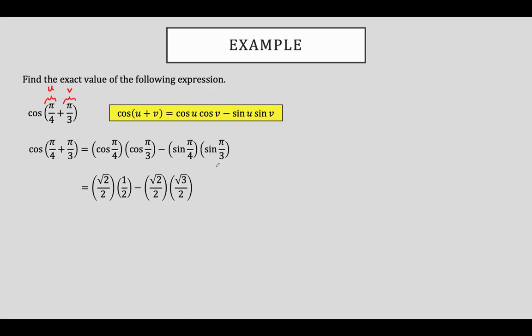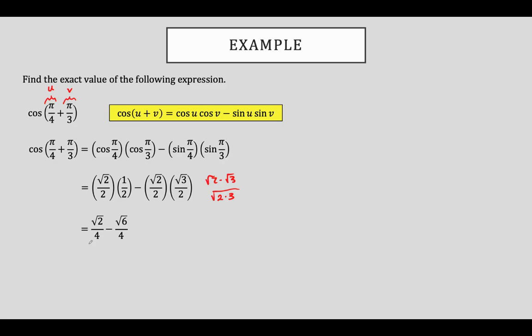Now we can begin to do the algebra to simplify. To multiply two fractions, we multiply numerators and denominators. That gives us root 2 over 4 minus root 6 over 4. Recognize here, if I'm multiplying root 2 times root 3, I can combine those into a single radical, root 2 times 3, both underneath the radical, giving me root 6. So we have root 2 over 4 minus root 6 over 4.